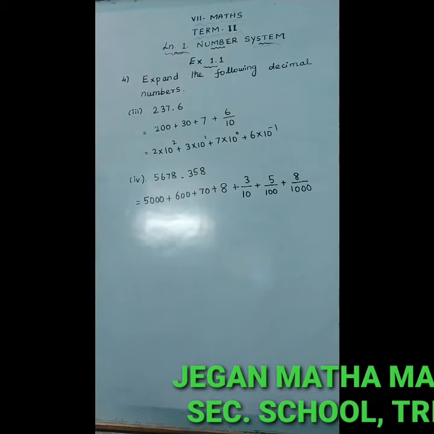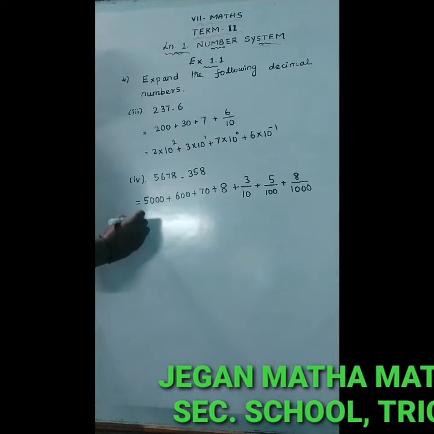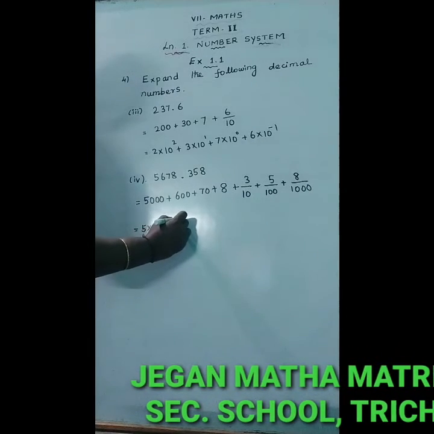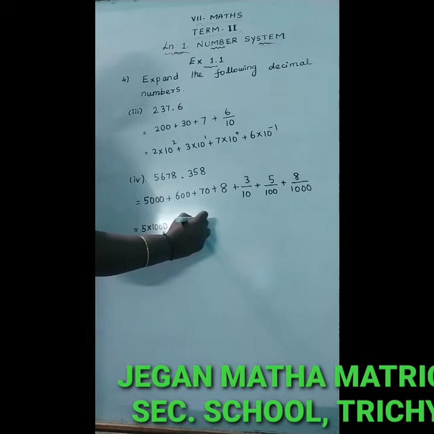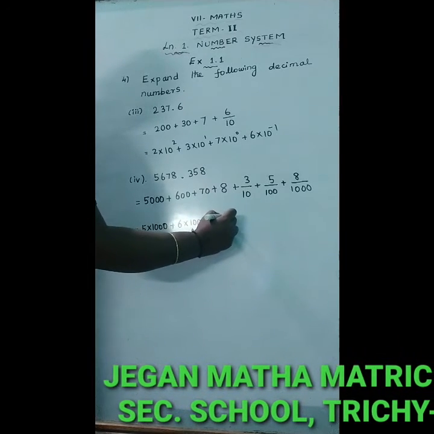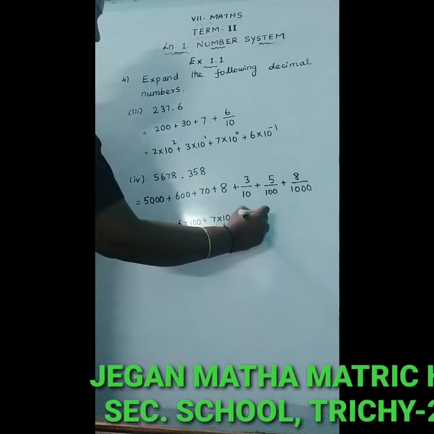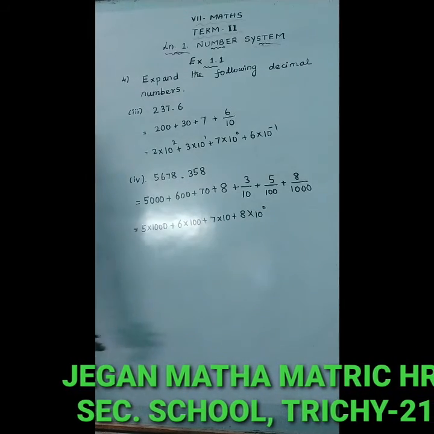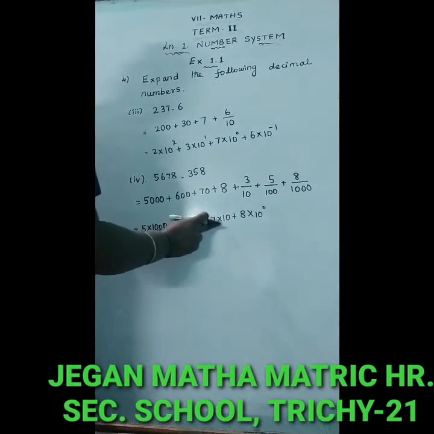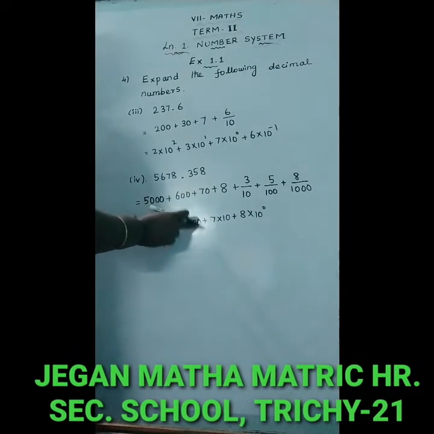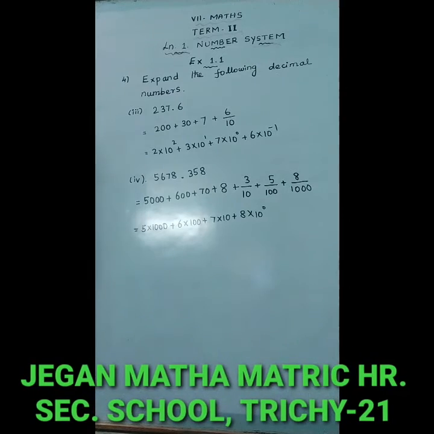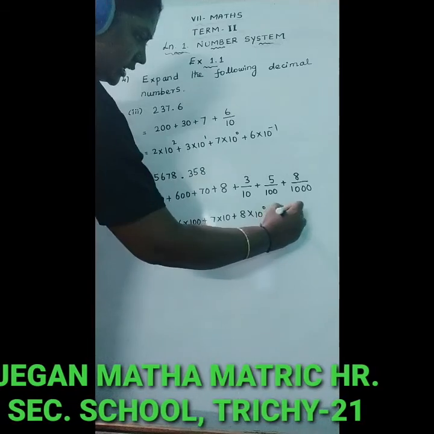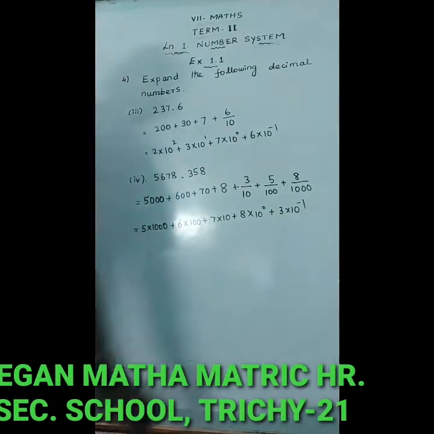So we write it here: 5 into 10 power 3 plus 6 into 10 power 2 plus 7 into 10 plus 8 into 10 power 0. 10 power 0 value is 1, so 1 into 8 is 8. 7 into 10 is 70. 6 into 100 is 600. 5 into 1000 is 5000. So the next value is 3 into 10 power minus 1.